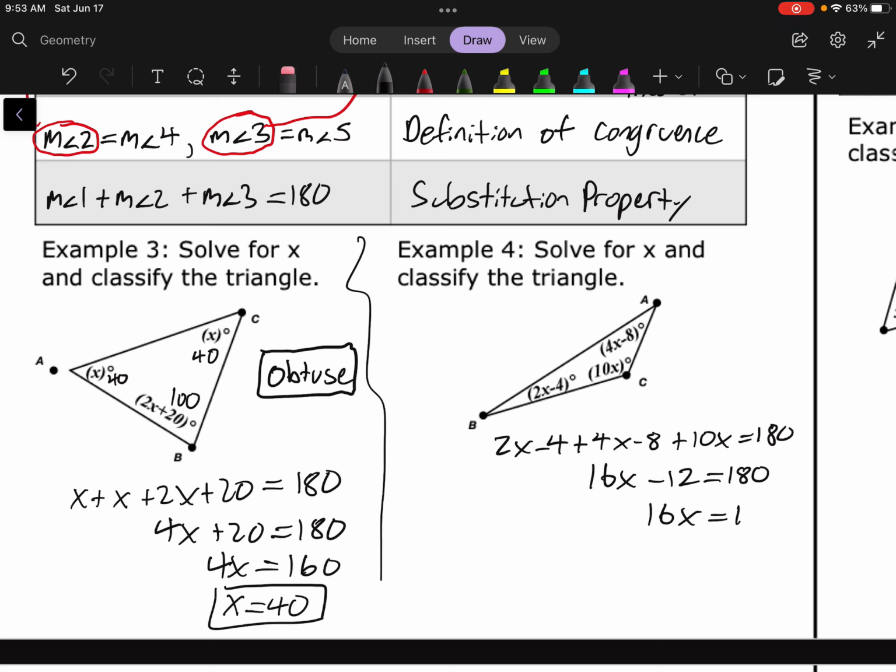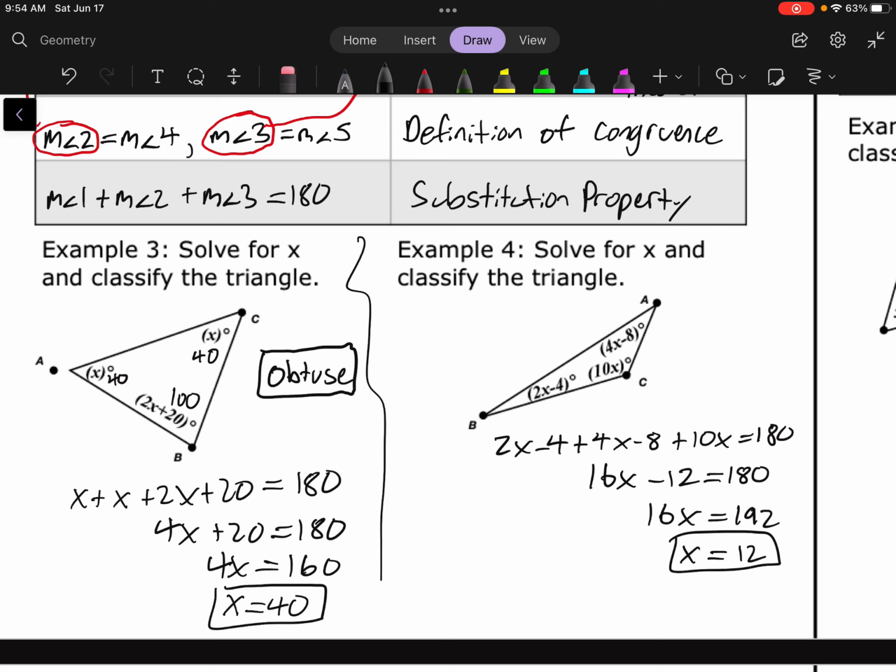If I add the 12 over, I get 192. And 192 divided by 16 should be 12. Now if I plug that 12 back in, let's see what happens here.